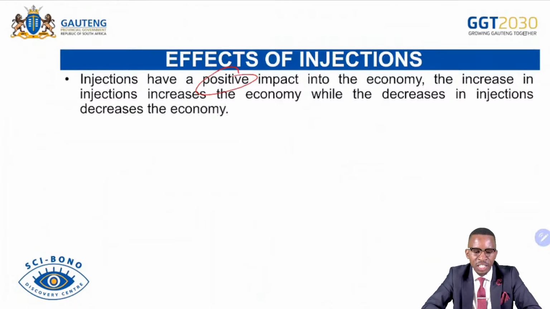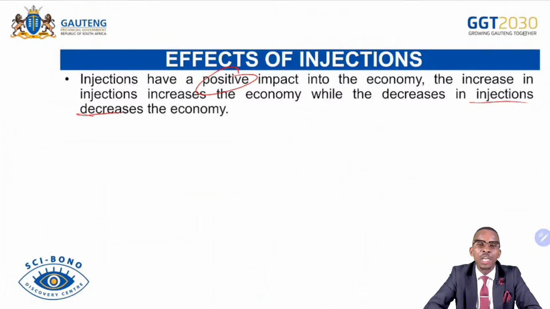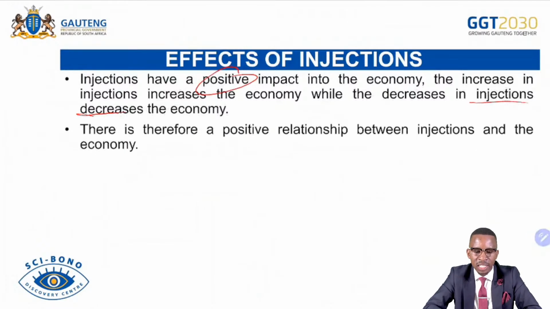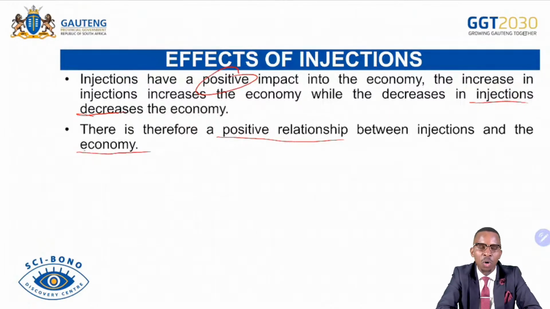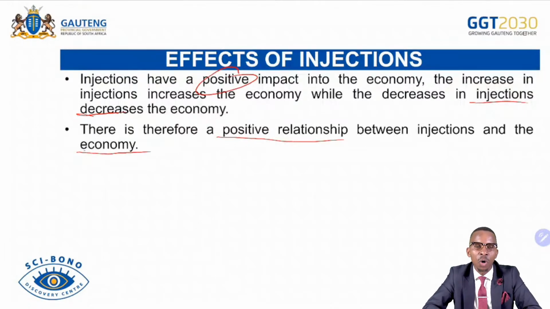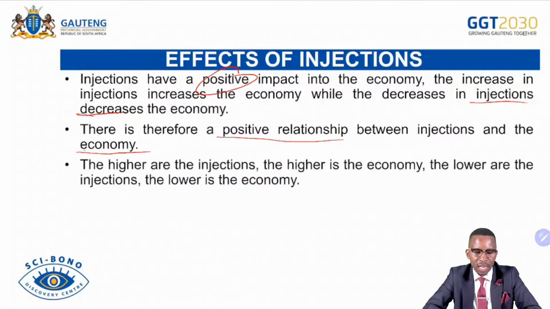The increase in injections increases the economy, while the decrease in injections will decrease the economy. So if ever injections are increasing, the economy will increase, and if ever they are decreasing, the economy will decrease. There is therefore a positive relationship between injections as well as the economy, because as injections are increasing, also the economy will be increasing. The higher the injections, the higher the economy. The lower the injections, the lower the economic performance.